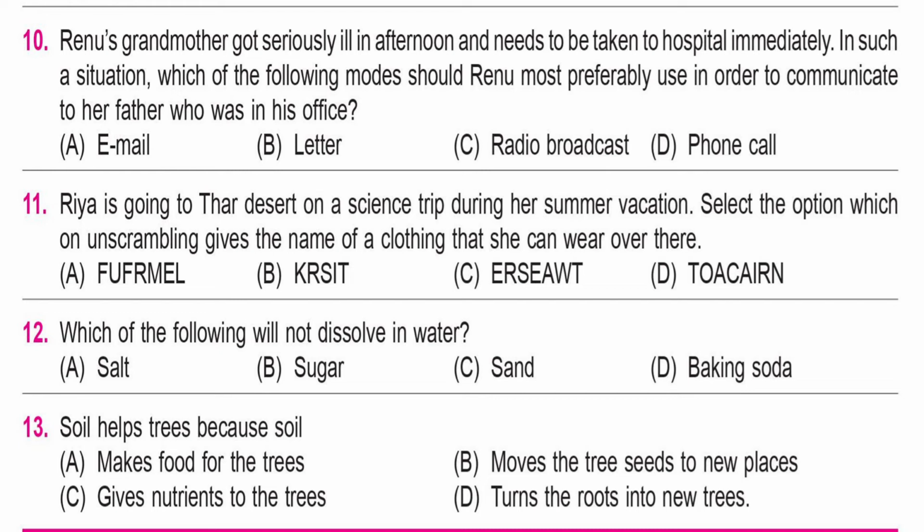Soil helps trees because soil. Option A, makes food for the trees. Option B, moves the tree seed to new places. Option C, gives nutrients to the trees. And option D, turns the root into new trees. So the soil helps the trees because soil gives nutrients to the trees. So the correct option will be option number C.